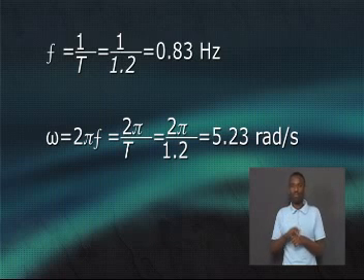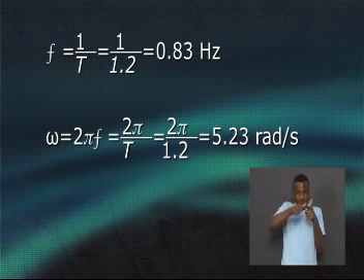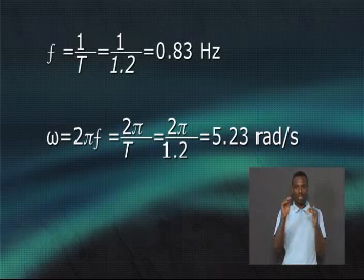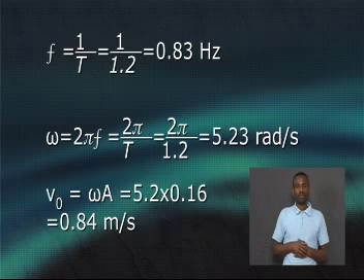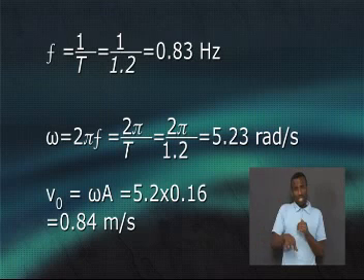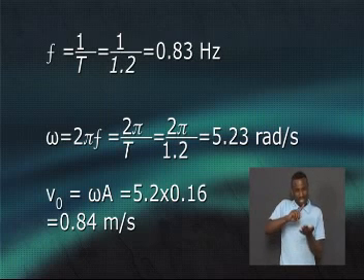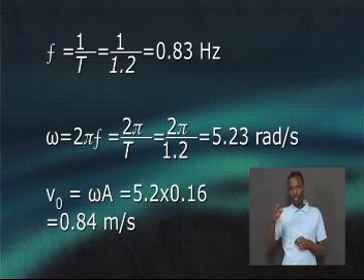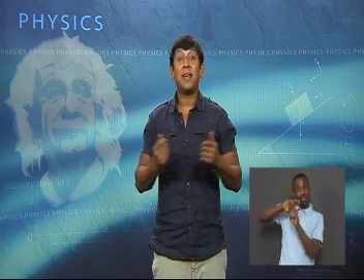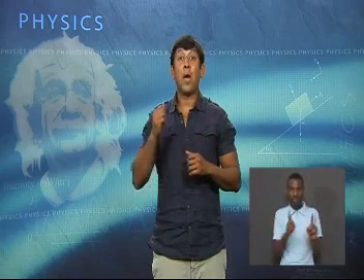Therefore, the angular frequency is equal to 5.23 radians per second. To find the maximum velocity, we multiply the angular frequency by the amplitude. Our answer is 0.84 meters per second. Well done, students. Now, let us move on to acceleration.